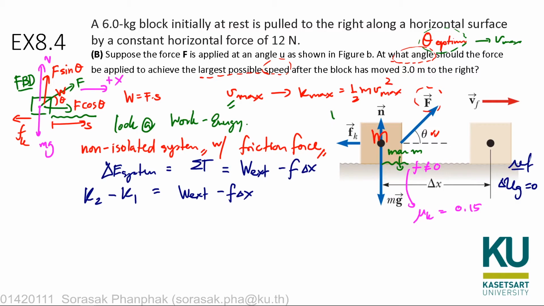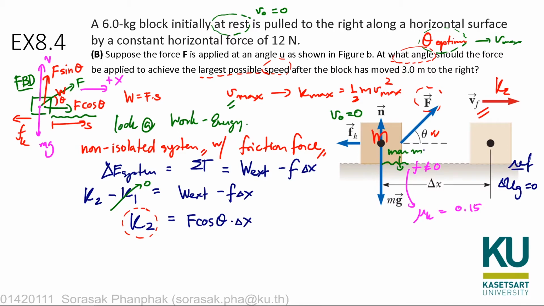Since your initial position is at rest, here the block is initially at rest, this means your initial velocity is equal to 0. So your K1 is 0. So you would like to determine the angle that gives the maximum speed. So you can just rearrange these terms. You get K2, which is your kinetic energy at this position, in the form of v_f. And the external force that you have here is F cos theta, with the direction of delta x.